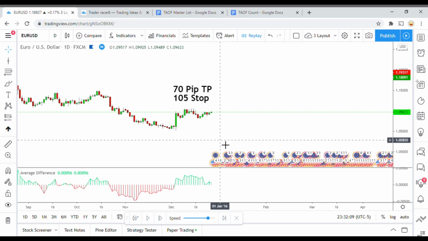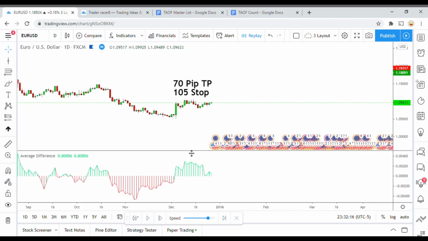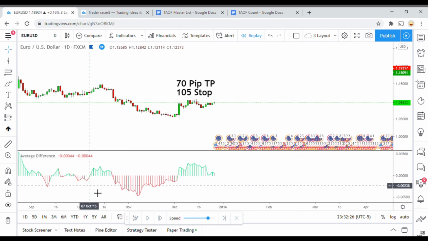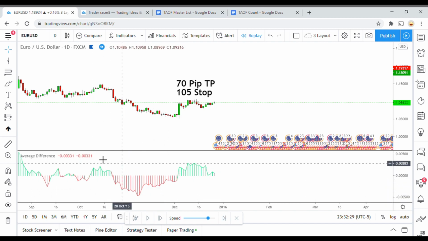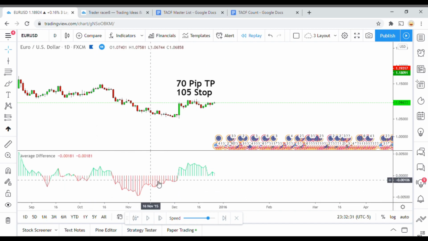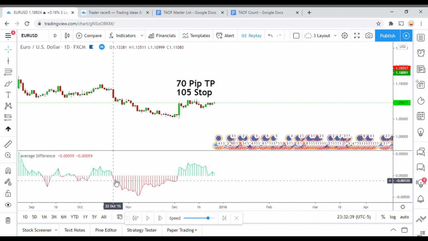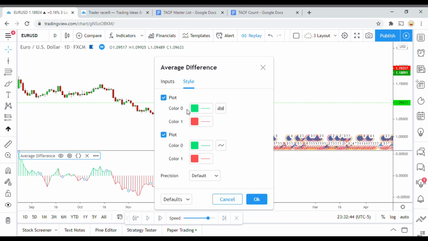Alright, as I said, today's indicator is the average difference oscillator indicator. There's not a whole lot to it. It is a TradingView member created indicator, and so of course you can find a link to it down below in the description. You can see it here on the bottom of the screen. Like I said, pretty simple. It's a zero line oscillator, and so when it crosses up above the zero, it goes green. When it crosses down below the zero, it goes red.